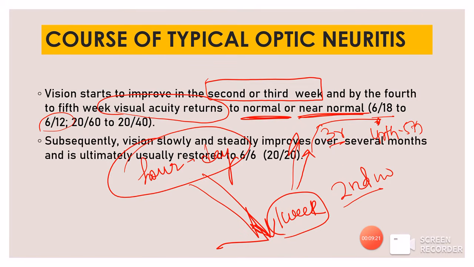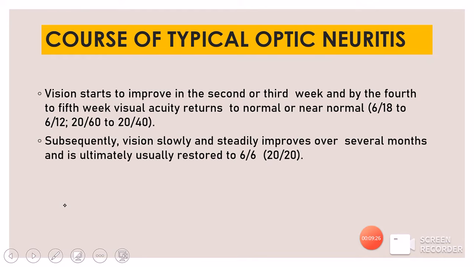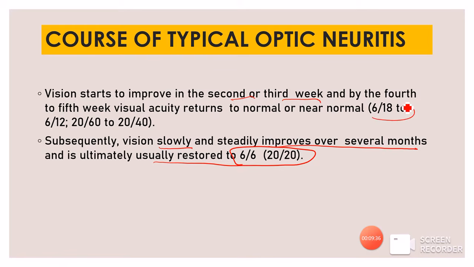Subsequently, the vision slowly and steadily improves over several months and ultimately will be restored to 6/6. So improvement starts from the second and third week. The improvement by the fifth week is up to 6/12 and 6/18. However, it will keep on improving, so improvement is progressive in these patients over several months.